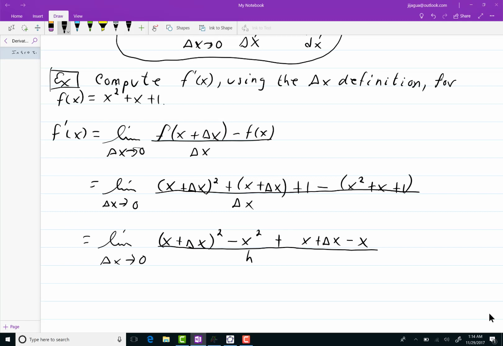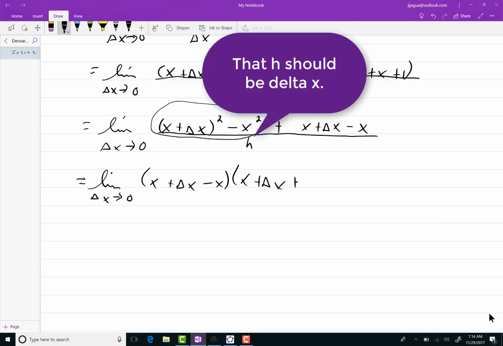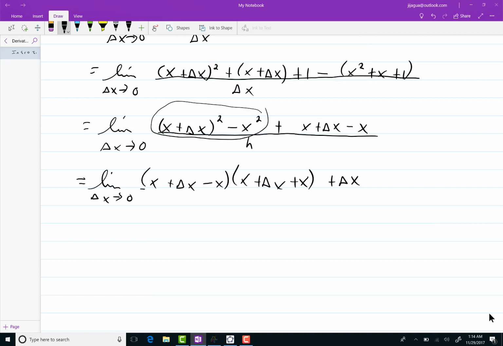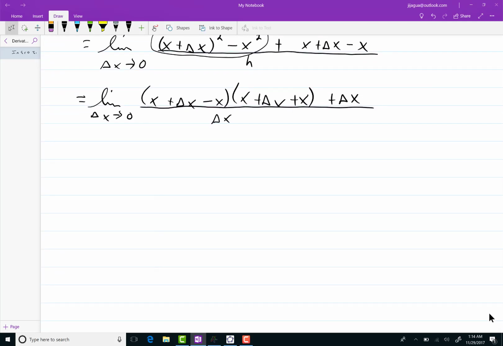Most students choose to multiply out the x plus delta x squared, but just to remind you of some factoring, I noticed that this stuff right here is a difference of 2 squares, so I'm going to factor it like that. So I'll have x plus delta x minus x times x plus delta x plus x plus delta x. Notice that the x is canceled out over there. All this is over delta x. Just like h canceled in the previous problems, delta x is going to cancel in these problems.